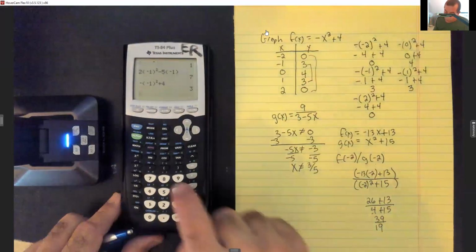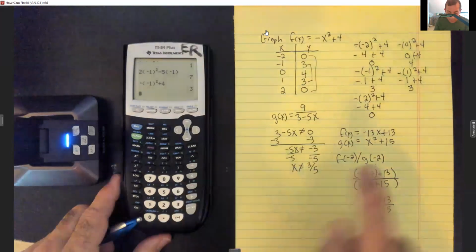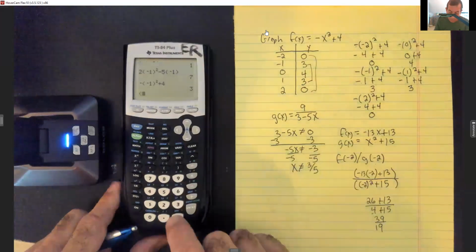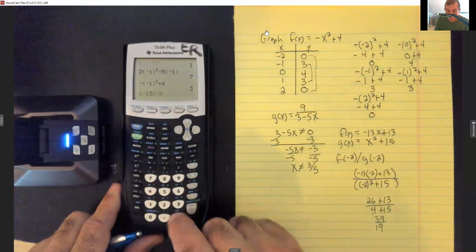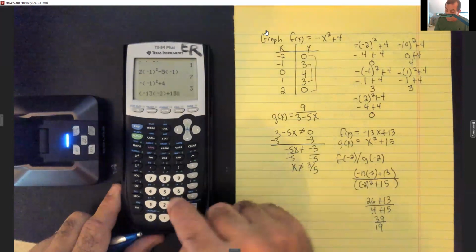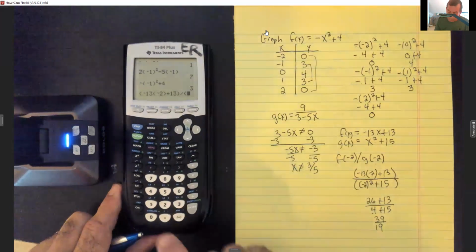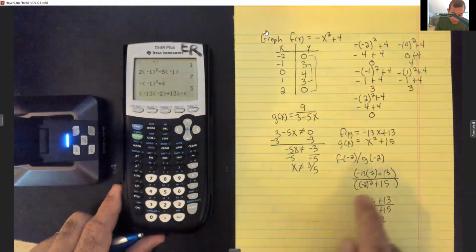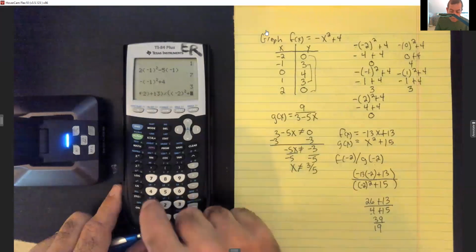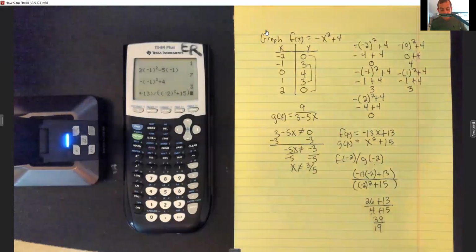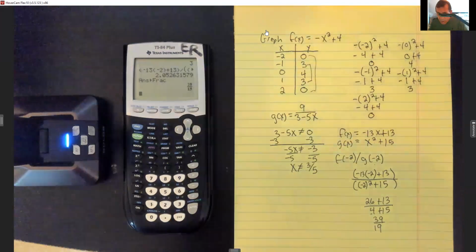But let me show you what you would do if you did it on the calculator. You would put parentheses, negative 13, parentheses, negative 2, and then plus 13, close parentheses. Then divide, parentheses. I'm going to put extra parentheses around my negative 2, square that, plus 15, close parentheses. Now, we know it's going to give me a decimal when I hit enter, so I would hit math and enter twice, and that looks like 39 over 19.